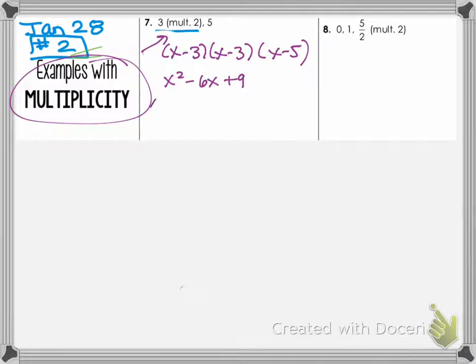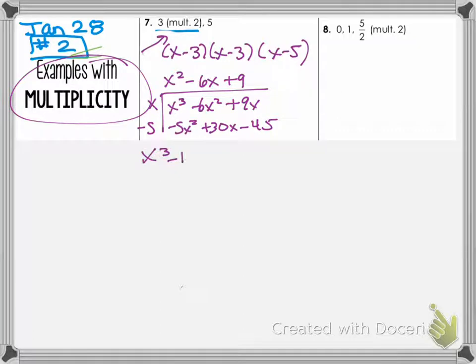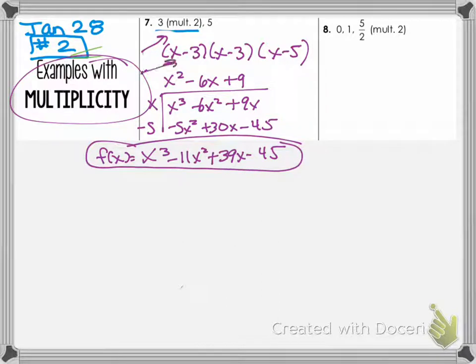And using the box method, x minus 5, I'm going to get x cubed minus 6x squared plus 9x here, and negative 5x squared plus 30x minus 45. So adding everything up, x cubed minus 11x squared plus 39x minus 45 would be that answer. Oh, and put f of x equals. Okay, so multiplicity just adds the element of knowing, okay, I got to do that many.